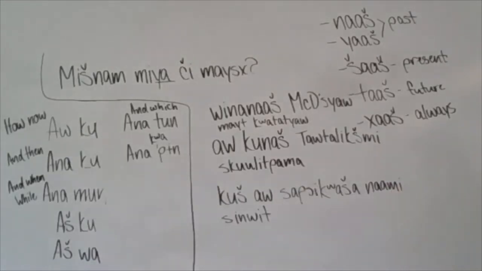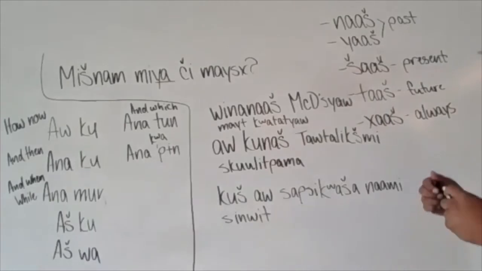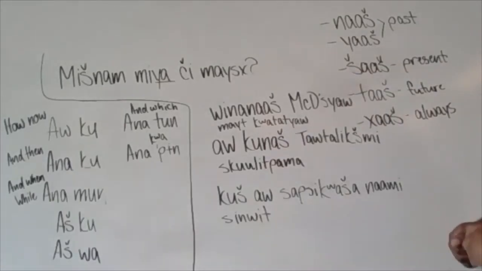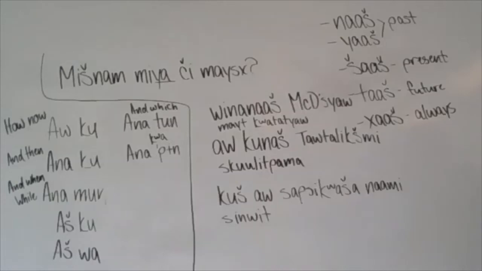Win a Nash, McDonald's yao, Mike's Quadet yao. Oh, Kunash. Oh, should I put down Alkunash? Actually, should I say Anakunash? Winana Tauta Lakshmi Skulit Pama, Kush Au Subsequasha Nami Sinwi. Maha. Yeah.